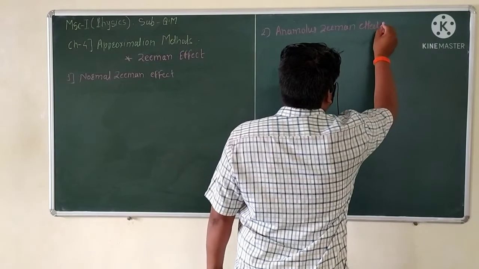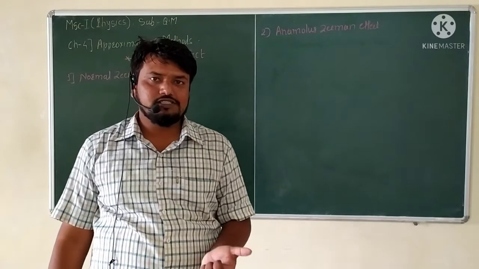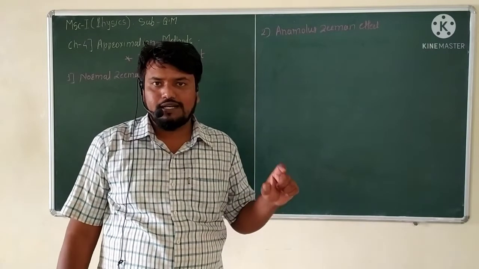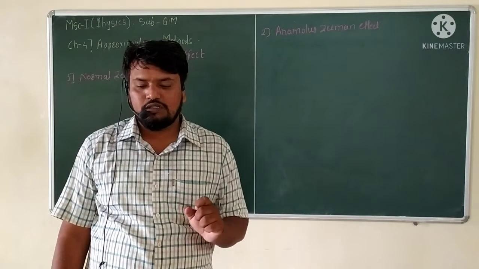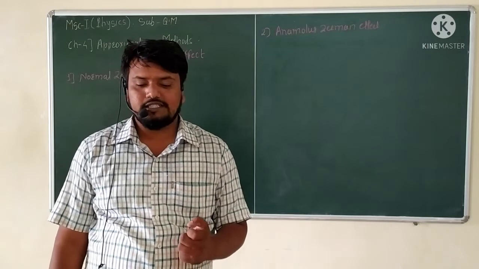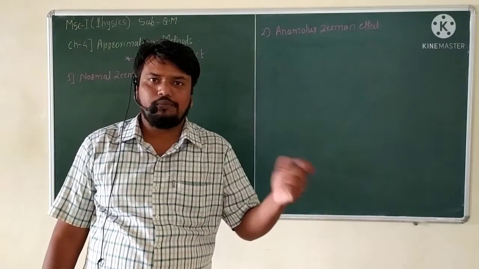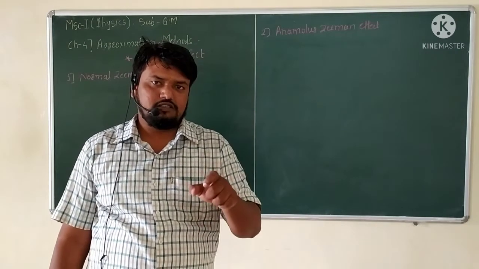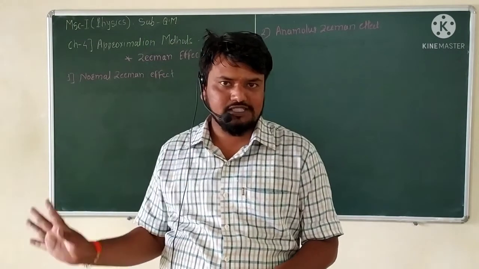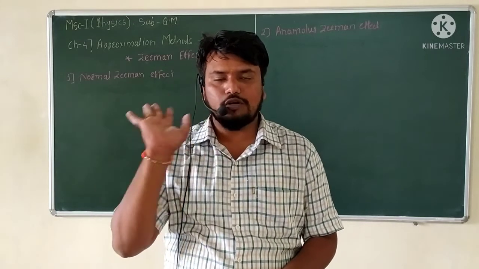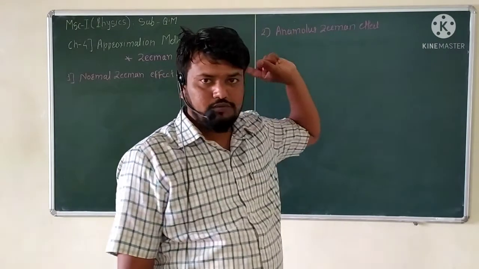Anomalous Zeeman effect. What is the main difference between the normal Zeeman effect and the anomalous Zeeman effect? When the atom has an even number of valence electrons in the outer orbit, we consider it the normal Zeeman effect. And when the valence shell of the atom consists of an odd number of electrons, the Zeeman effect obtained is the anomalous Zeeman effect.